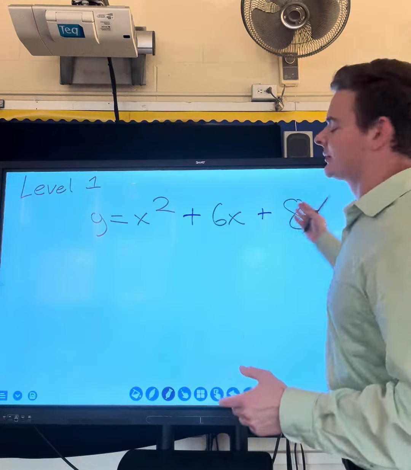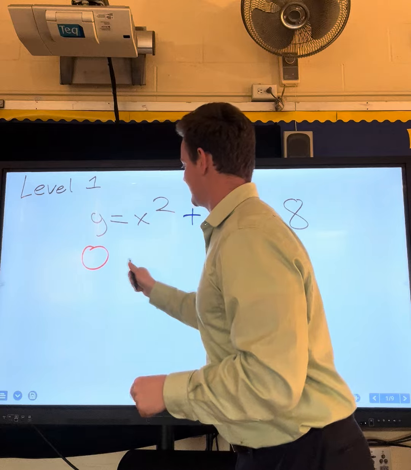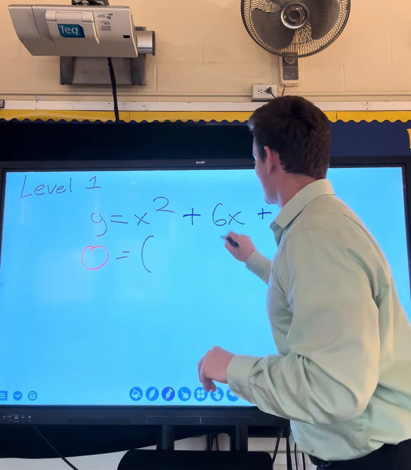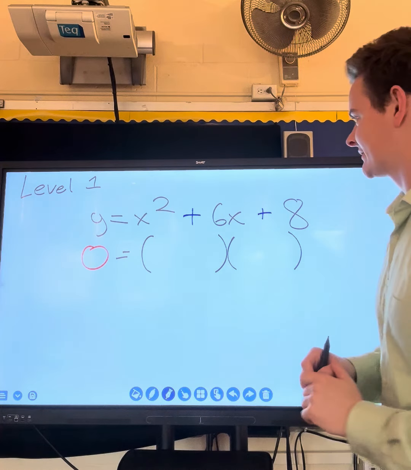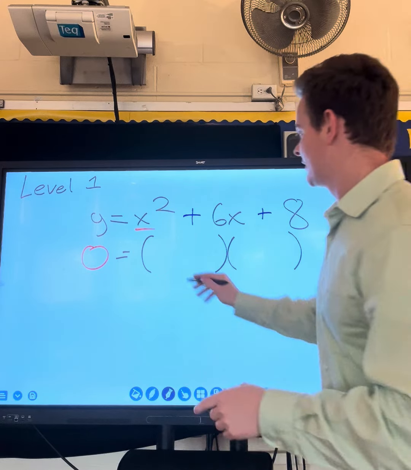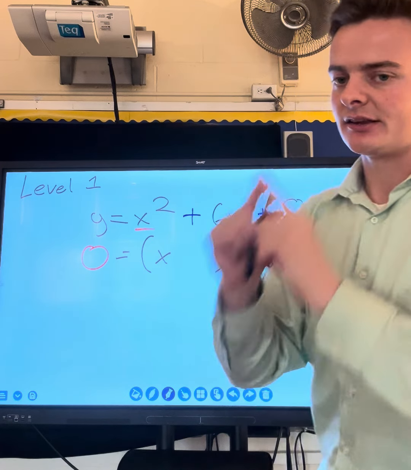So this big thing on top is called a trinomial. Step 1 is always going to be set it equal to 0. Step 2, I need to figure out what goes in these parentheses. The first one is what multiplies to x squared. That's just going to be x times x. X times x gives me x squared.